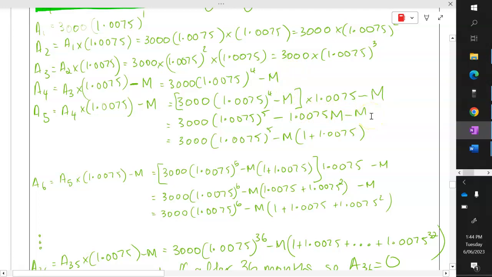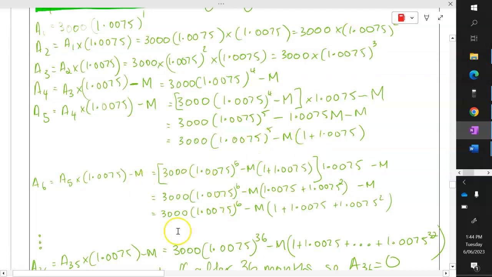Then I've neatened it up and factored out my M. So 3,000 times my interest factor to the power of 5. I've taken an M out of the last two terms, and that's what I've got. So you can see here that we could pick up the pattern. We've got month 5, and we've got a 5 here, and two terms there. So maybe there's enough to make up a pattern.